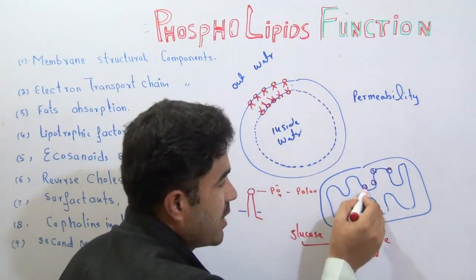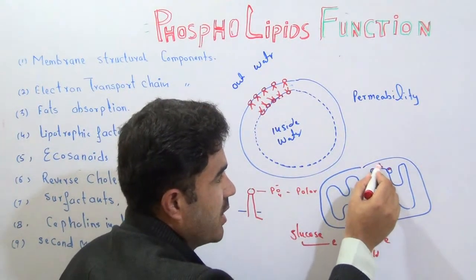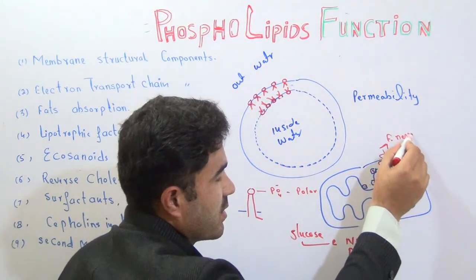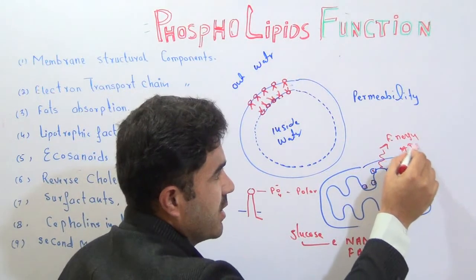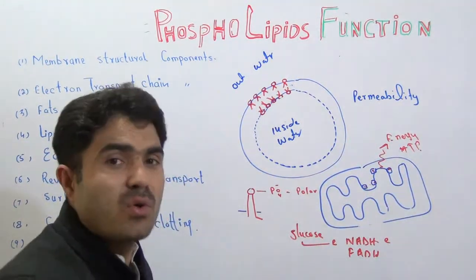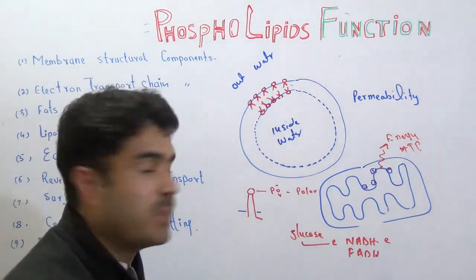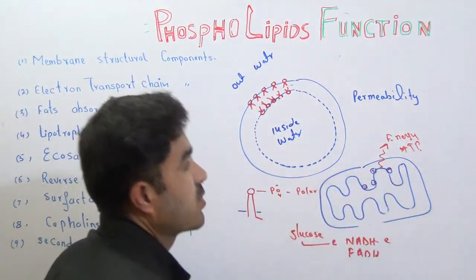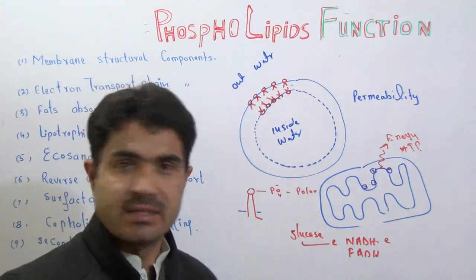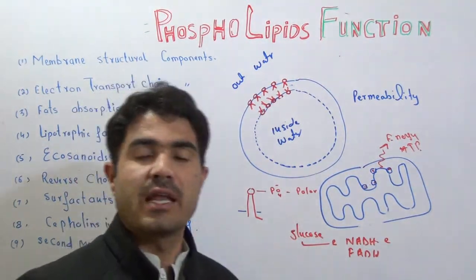When electrons travel through this electron transport chain, what happens? Energy is released, and from this energy we get ATP. So now the credit again goes to the phospholipid, because some of the phospholipids are also part of that electron transport chain. We have already discussed that topic about the electron transport chain.